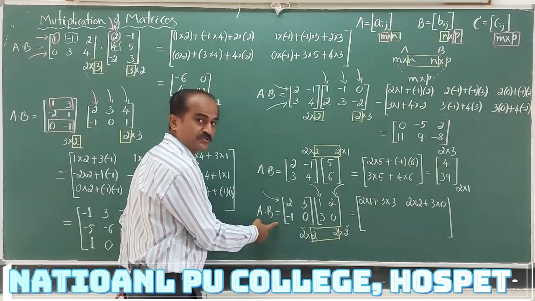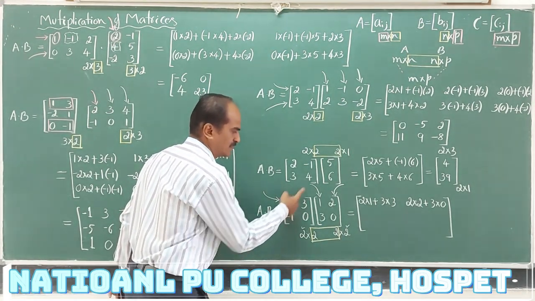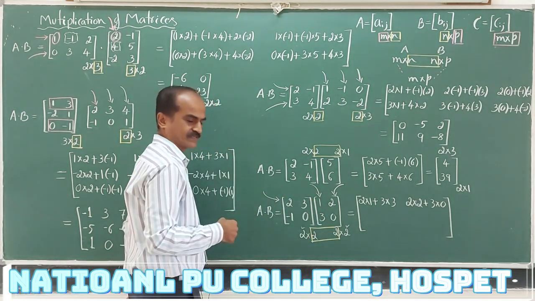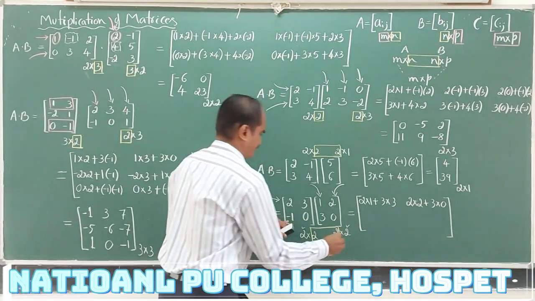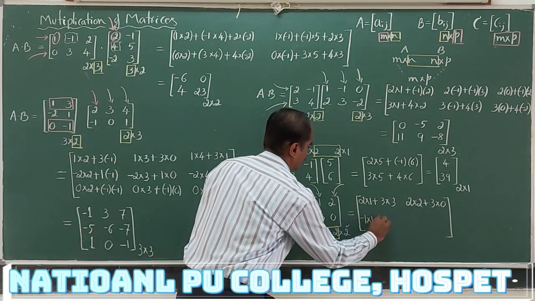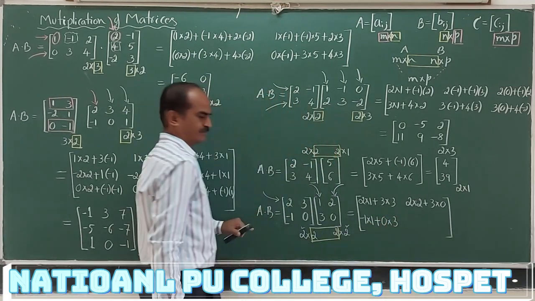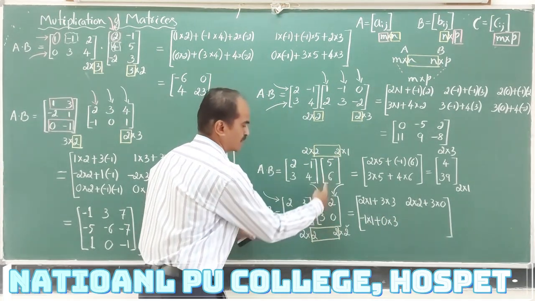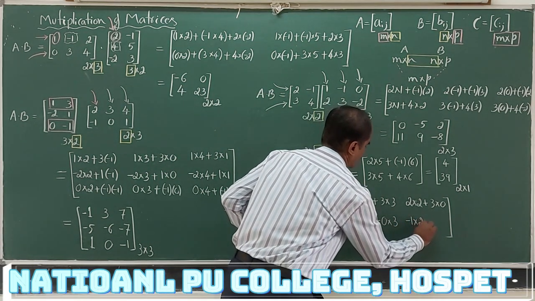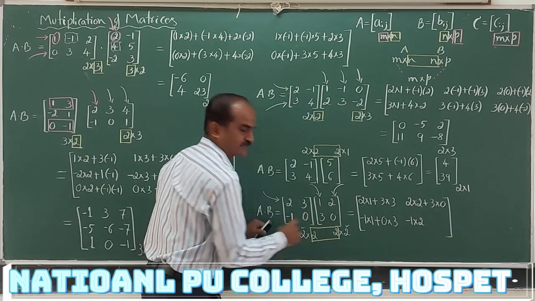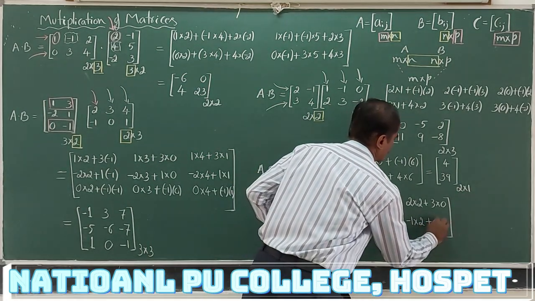Switch over to next row now, second row. What are the elements here? Minus 1, 0. Take first column elements of second matrix. Pair of elements, minus 1, 1, 0, 3. Minus 1 into 1 plus 0 into 3. Next, second row, second column. Minus 1 with 2, 0 with 0. So minus 1 into 2 plus 0 into 0.